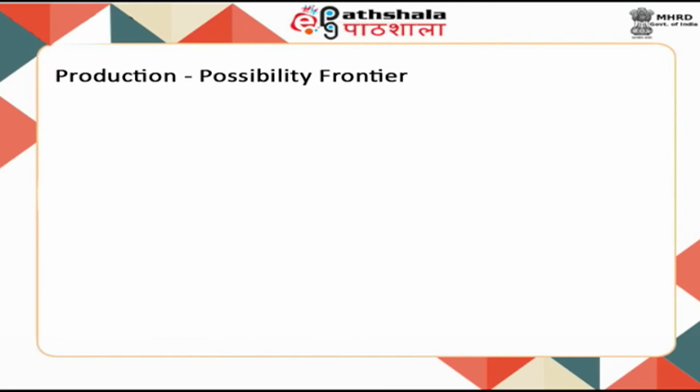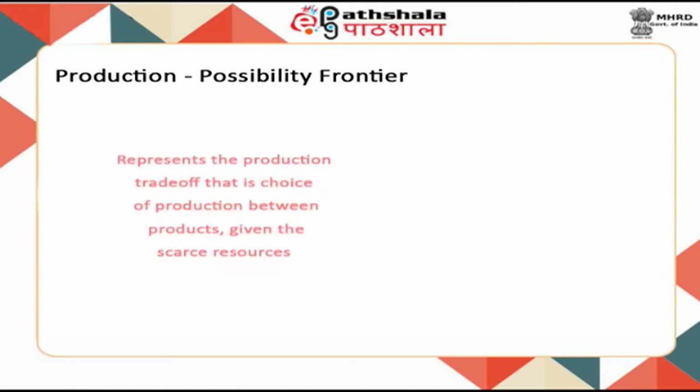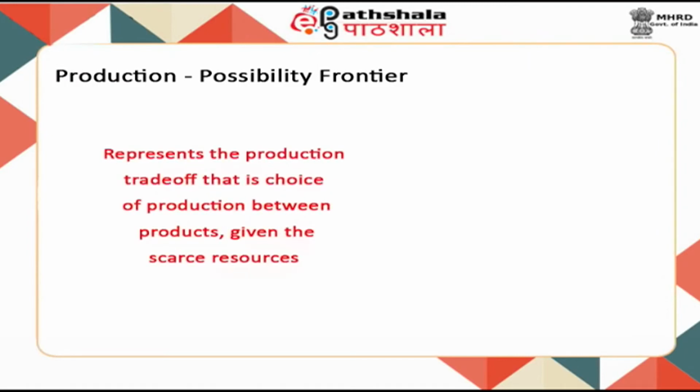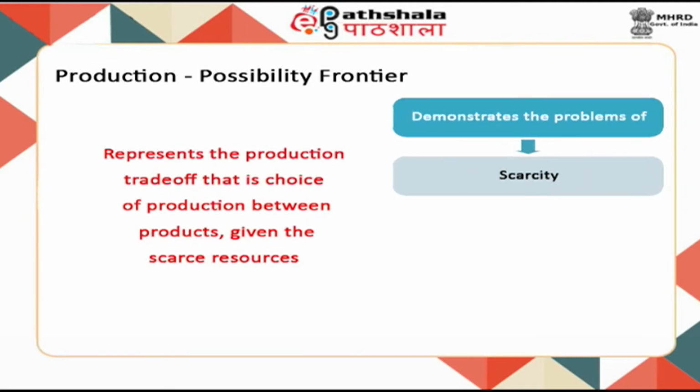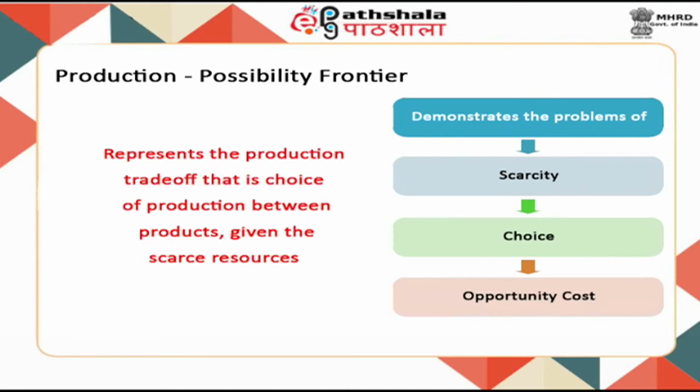Production Possibility Frontier, PPF, also referred to as Production Possibility Curve, is a graph that represents the production trade-off, that is the choice of production between products given the scarce resources. The PP frontier graphically demonstrates the problem of scarcity, choice, and opportunity cost.